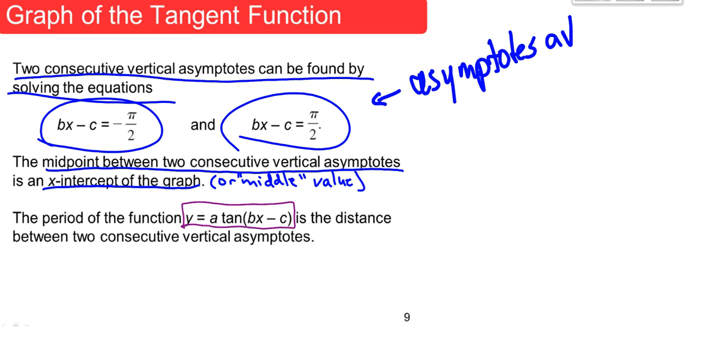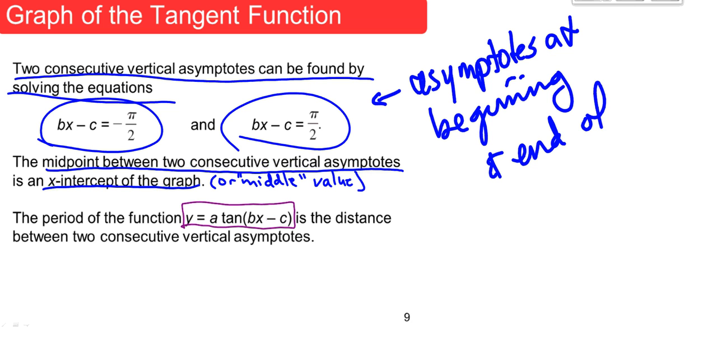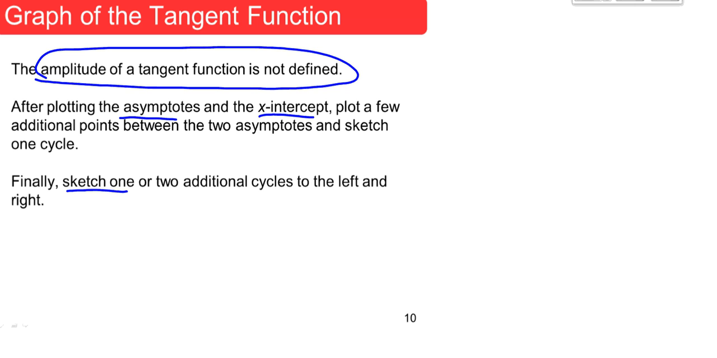at the beginning and end of the period. And so if we can just set that bx minus c equal to negative pi over 2 and then equal to positive pi over 2, we can find those endpoints. This just reminds us amplitude is not defined. Asymptotes and the x-intercept, if you want to plot additional points, you can. And then sketch one cycle, and then you can sketch things to the left and to the right.